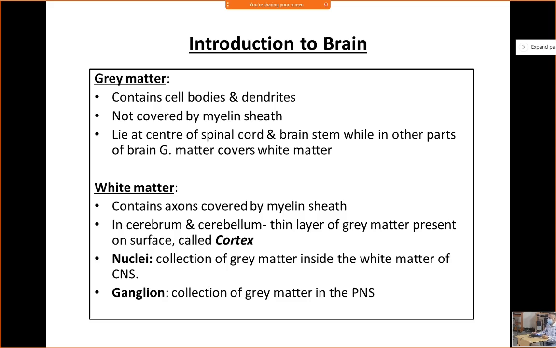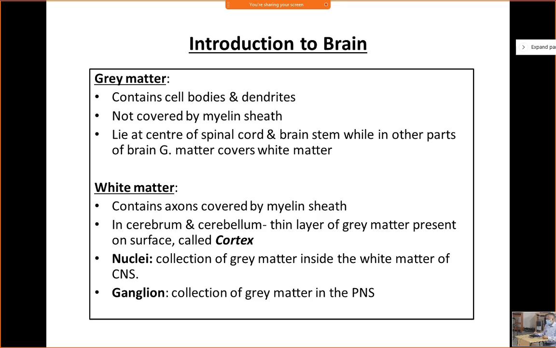Now come to white matter. White matter is mainly axons. But it does not mean only axons. Some part of the dendrite may be present also, because there is a synapse between the dendrites and axons. So a very small, negligible amount of dendrites may be present. White matter is mainly made up of axons which are covered by myelin sheath. That is why the color is white, so we call it white matter.